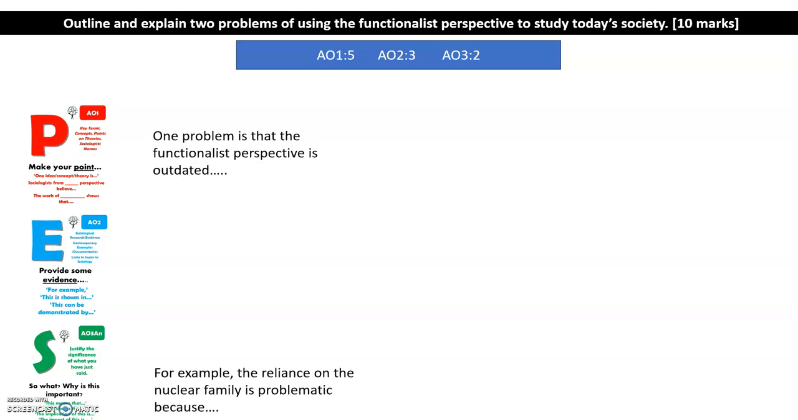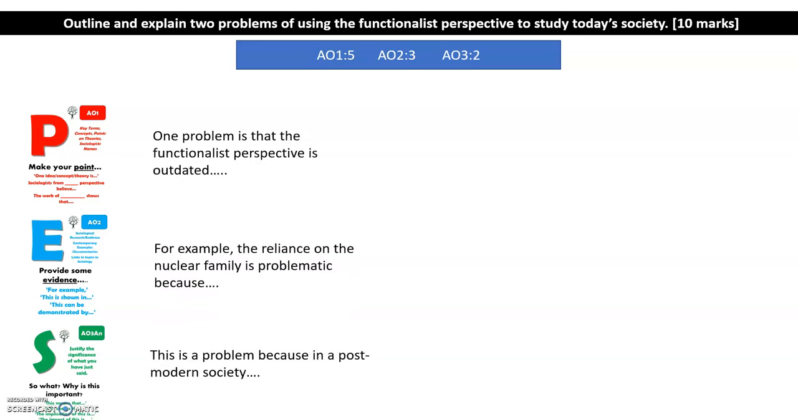So here's just an example of some sentence starters. One problem is that the functionalist perspective is outdated, and you can go on to talk about how society's changed quite a lot since writers like Durkheim and Parsons were writing. Then you can go on to talk about potentially a link to the nuclear family. So your A02 marks come from making links to other aspects of the specification. That would lead you quite nicely to talk about Murdoch and Parsons, who are functionalists, and talk about the problems of their analysis of society.